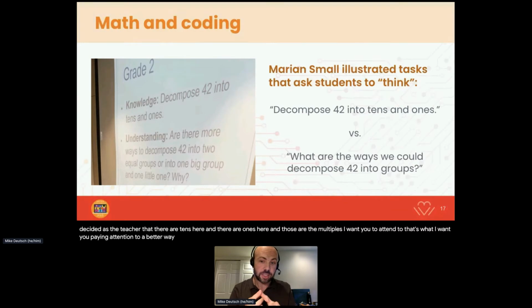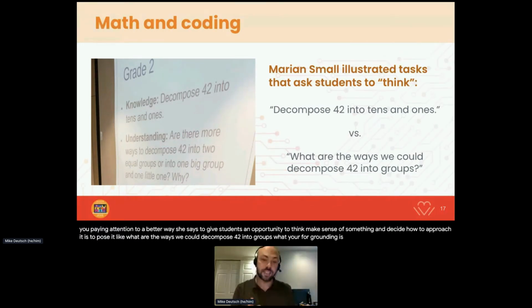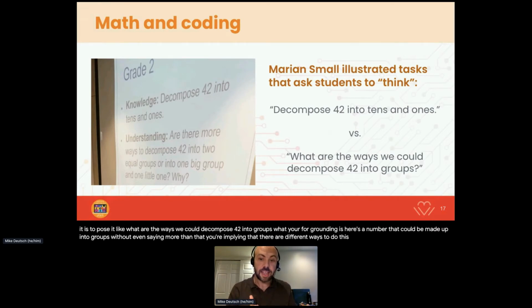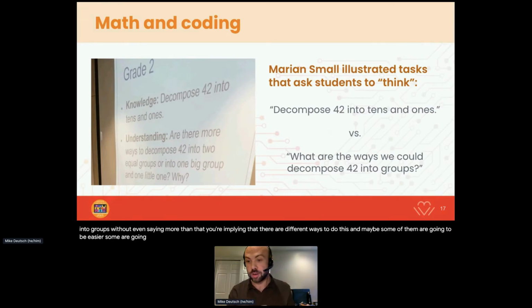A better way, she says, to give students an opportunity to think, make sense of something and decide how to approach it, is to pose it like: ways we could decompose 42 into groups. What you're foregrounding is, here's a number that could be made up into groups. Without even saying more than that, you're implying that there are different ways to do this. And maybe some of them are going to be easier, some are going to be harder, some are going to be more clever, some are a simple brute force way. If you pose the question like this, you let students discover that on their own.